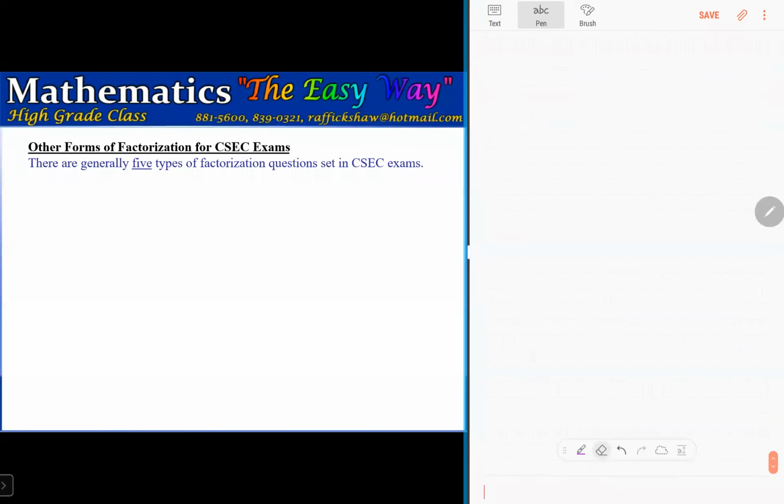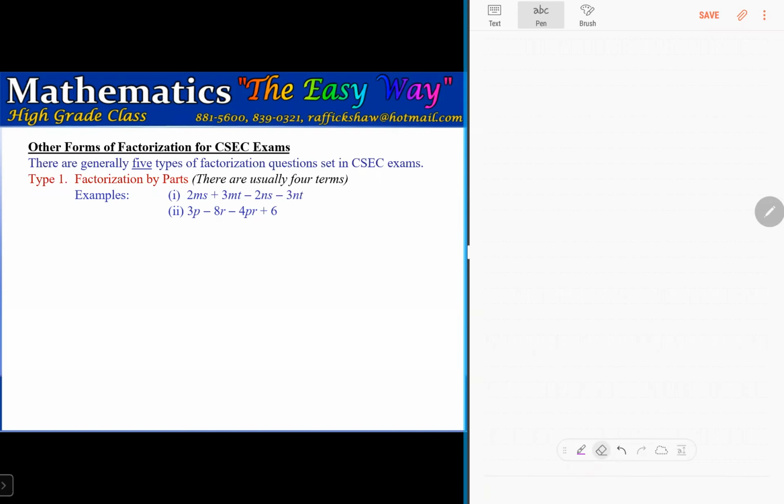So the first one is factorization by parts, or factorization by grouping. I'm just going to do 2 examples. Now this one usually has 4 terms. So when you get a factorization question in the exam with 4 terms, it's usually the factorization by parts method that is required, or what we call factorization by grouping. Listen to me carefully now. Sometimes you have to rearrange the values to make them friendly to the factorization process.